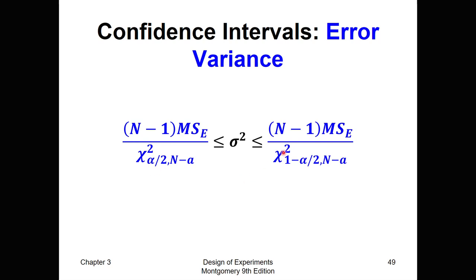I actually think that these are backwards. I think that this should be 1 minus alpha over 2, and that this should just be alpha over 2. So I apologize about that.